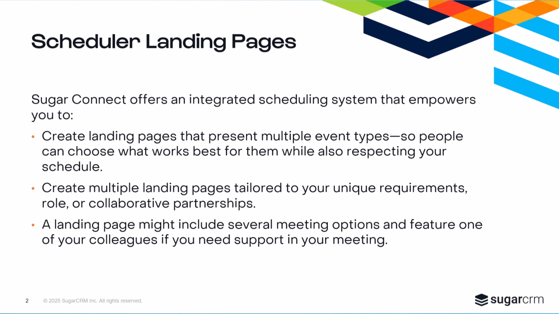For instance, a landing page for someone in a sales role might include several meeting options for product demonstrations of varying lengths, like 15, 30, or 60 minutes. Each option could even feature one of your colleagues, such as a pre-sales engineer who supports your demo calls. Sending your prospect a link to this landing page allows them to choose the meeting type that best fits their needs while considering both your and your colleagues' availability.